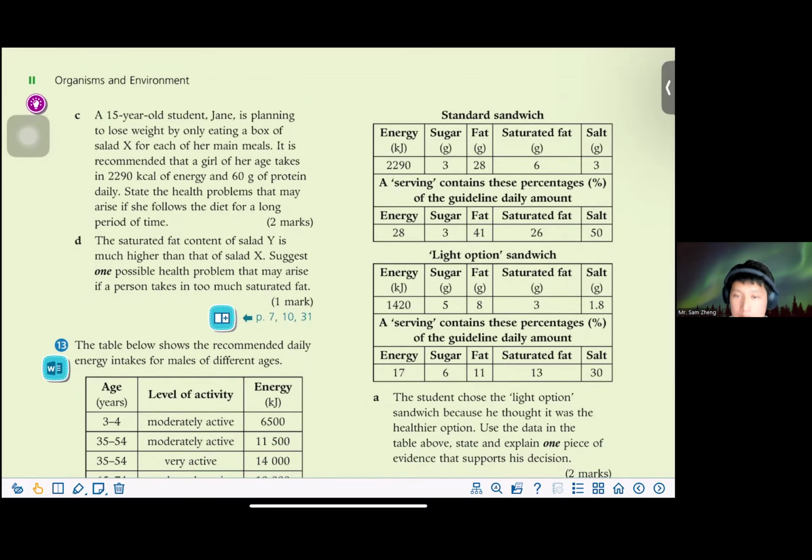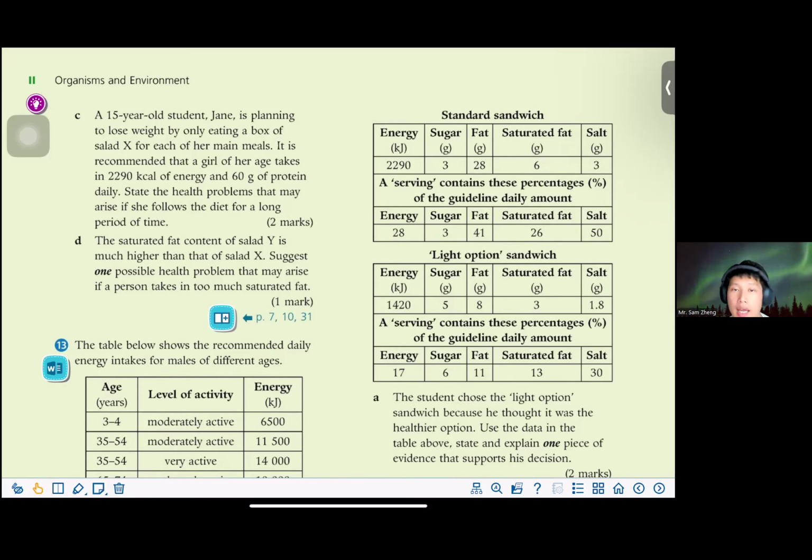Now, you will see that there is one more table below the standard sandwich and the light option one. The table below shows you each serving, meaning each sandwich, after we divide or multiply the grams, what would be the percentage of meeting the daily required amount for that particular food substance.